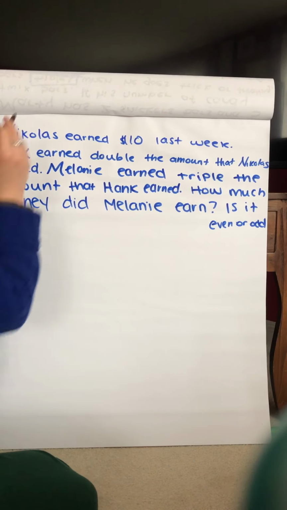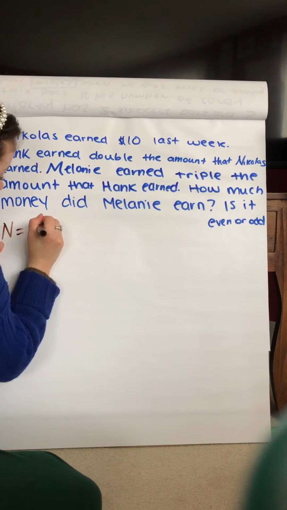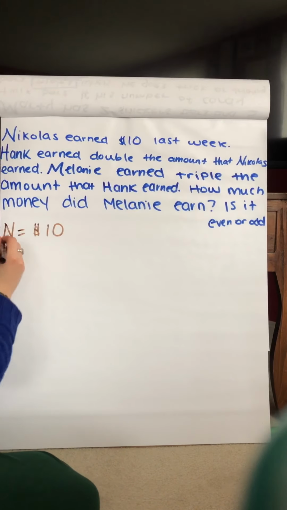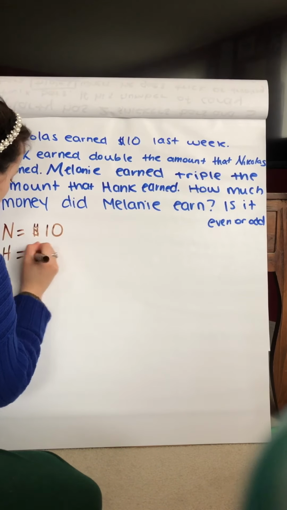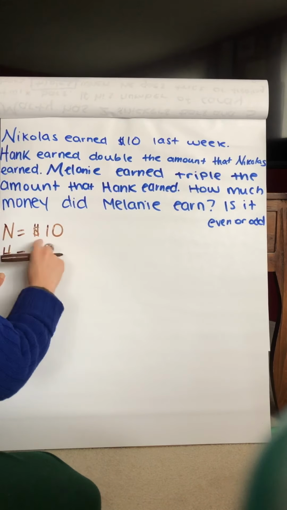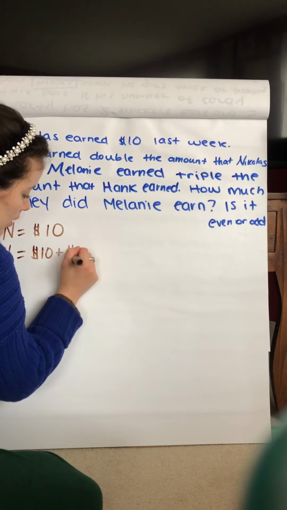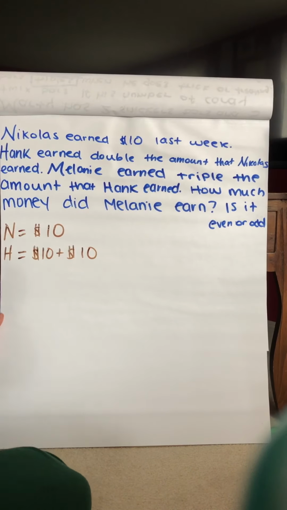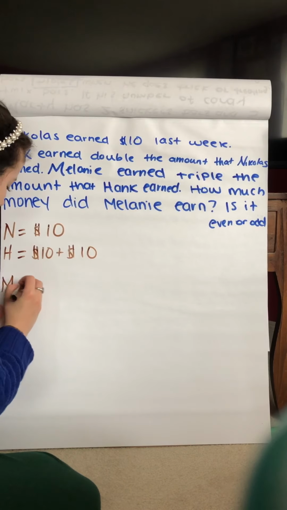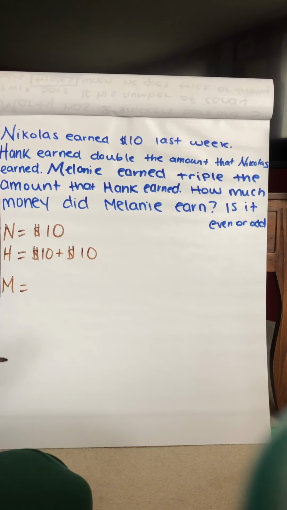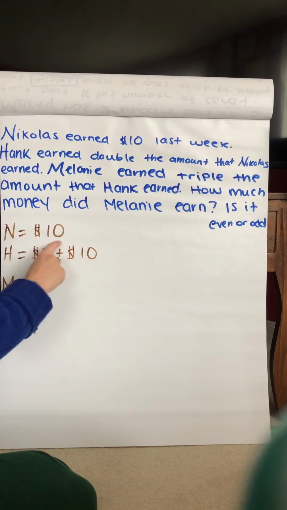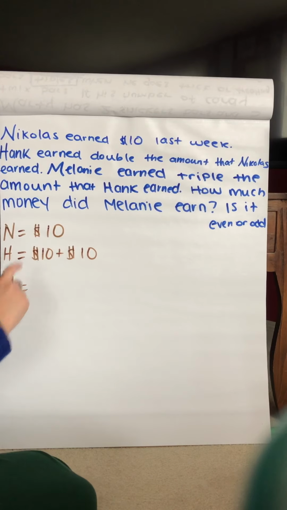So we know that Nicholas earned 10. We know that Hank earned double 10. So if you're doubling a number, you do it 2 times. 10 plus 10. And we know that Melanie earned triple the amount that Hank earned. It does not say that Melanie earned triple what Nicholas earned. It says she earned triple what Hank earned. So first we have to figure out what Hank earned in order to figure out what Melanie earned.